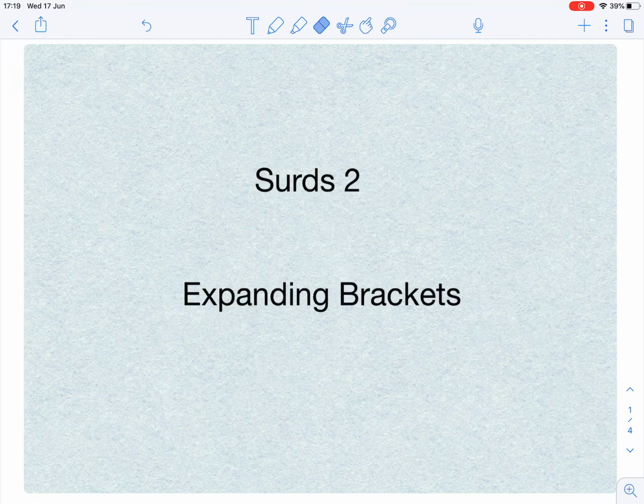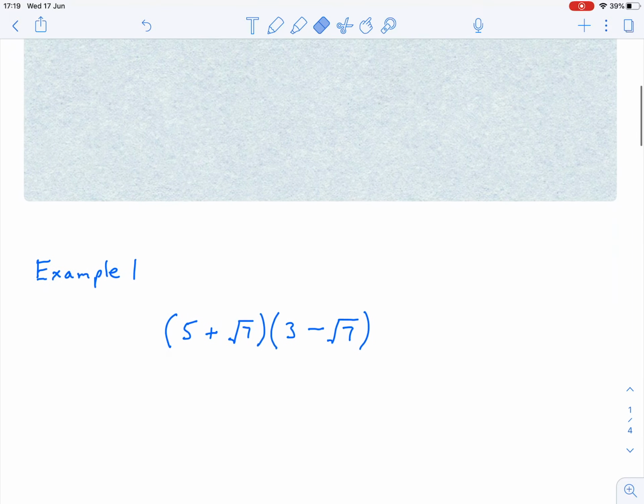Hi folks, welcome to the second of 3 short video clips trying to consolidate your knowledge of surds. And in this one we're going to look at expanding brackets, and I look at 4 examples.